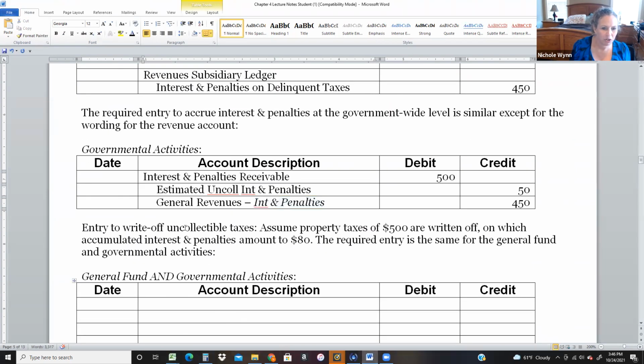Okay, so now we're going to go ahead and write off some uncollectible taxes. So assume property taxes of 500 are written off, on which accumulated interest and penalties of 80 are written off. So again, this entry is the same on both sides, and I'll show you why when we look at it, but let's go ahead and do this entry.